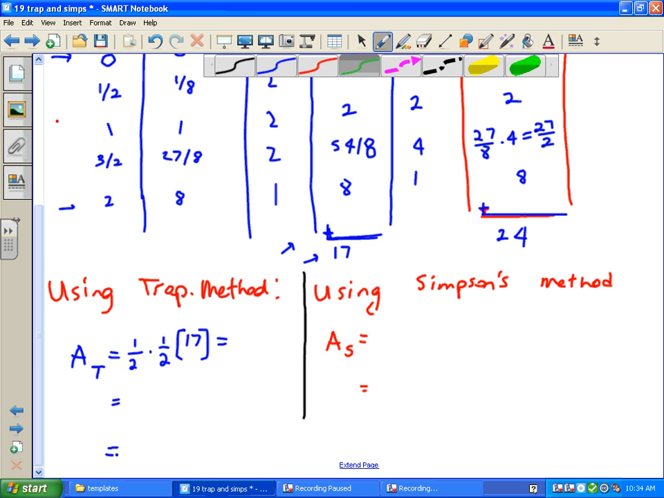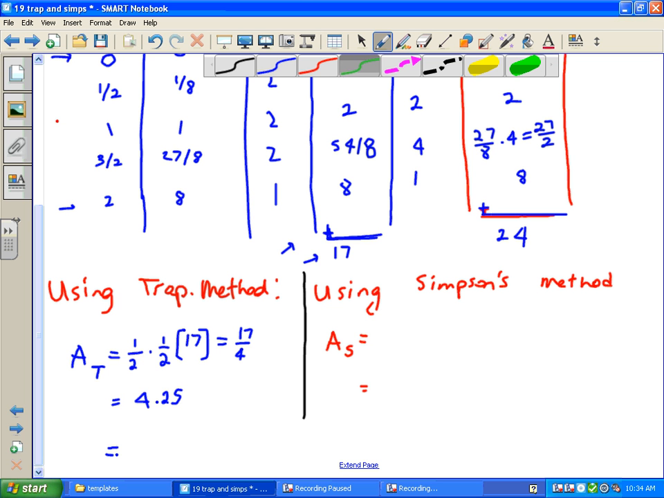So we're getting the answer is 17 over 4. So 4 times 4 is 16, so this is like 4 1/4, 4.25. Right? What was the correct answer? 4. So already by using just 4 trapezoids, we're pretty close to the actual answer.